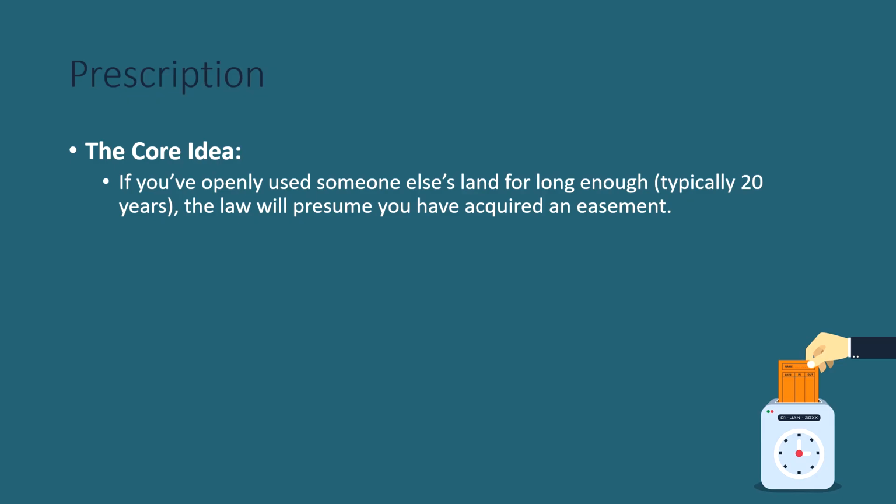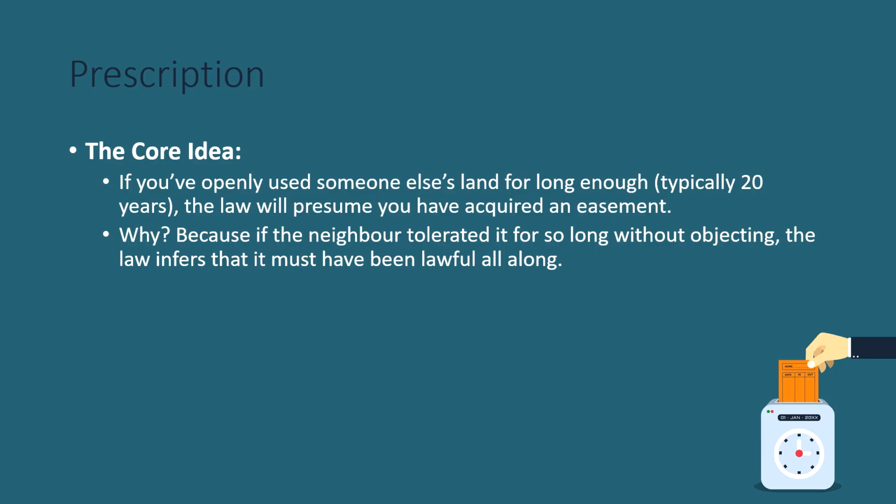So the core idea is, if you've openly used someone else's land for a long time, normally this is 20 years, sometimes it might be 30 years or 40 years depending on the case, but typically it's 20, then the law will presume you have acquired an easement. Why? Obviously because the landowner tolerated it for such a long time, 20 years, without ever objecting. So the courts will then just say, it just looks like it's been lawful all along.